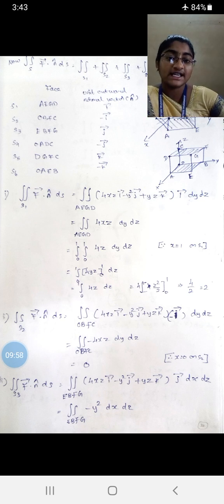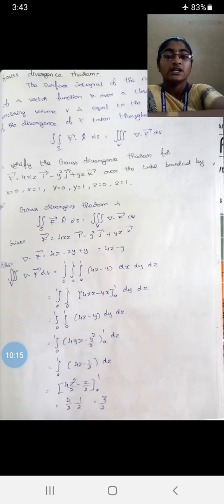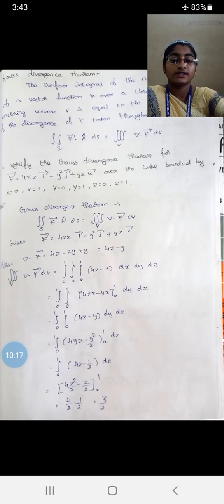Similarly S2, surface 2, that is the back side of the face, is denoted as minus I vector. The S3 surface is one side, that is J vector, and the other side is minus J vector. The upper side is K vector and the down side is minus K vector. So here we can see the problem, the solution.